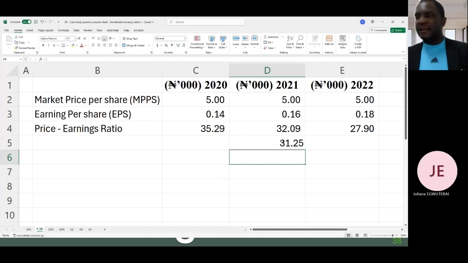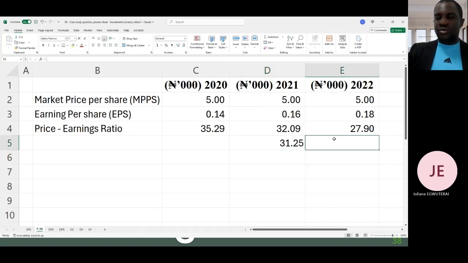31.25. And let's see how I would put it now. Okay, so this one is 27 point. This one, the difference is not much for 2020.